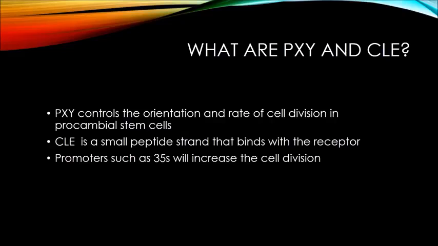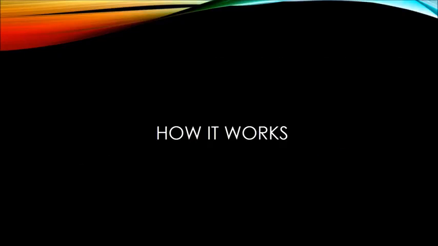What are the PXY and CLE genes? PXY is a receptor that coordinates cell divisions in the procambium. It controls both the orientation and the rate of cell division in the procambial stem cells. Increasing the amount of CLE41 results in more cell divisions that increase size, with well-ordered vascular development. Studies show that manipulating the PXY-CLE signaling pathway increases vascular cell divisions, which will increase the size of the trees and make them grow faster.